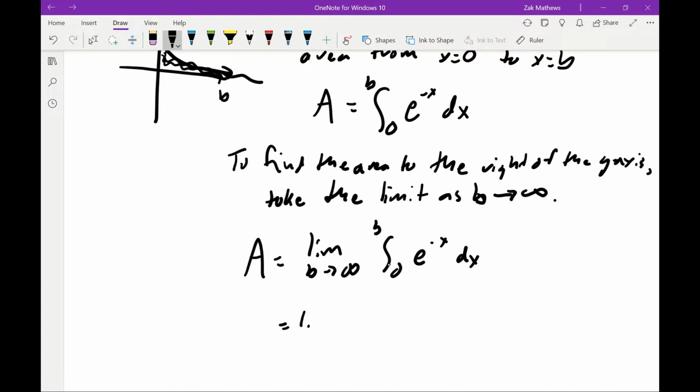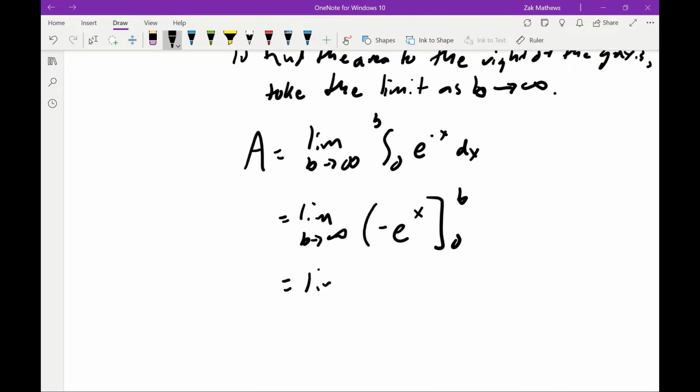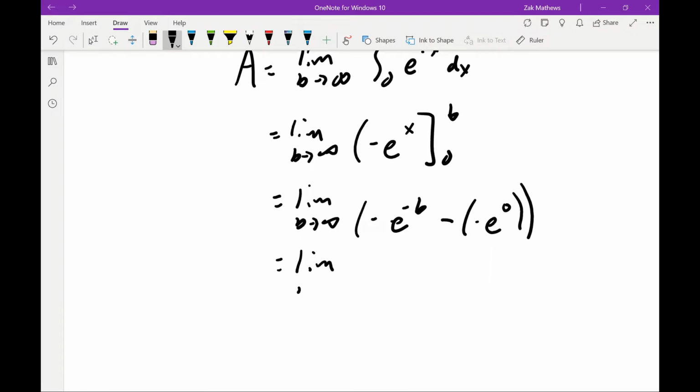So let's go and find this. We'll take the limit as b goes to infinity of the antiderivative of e to the negative x, which is negative e to the negative x, and we're going to evaluate that from 0 to b. So we'll have the limit as b goes to infinity of negative e to the negative b minus a negative e to the 0. And so I'm just going to continue to simplify. Limit as b goes to infinity of negative e to the negative b plus 1.